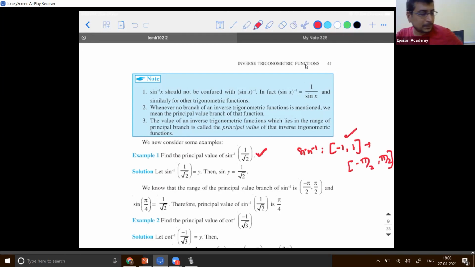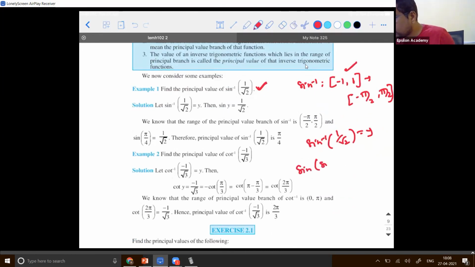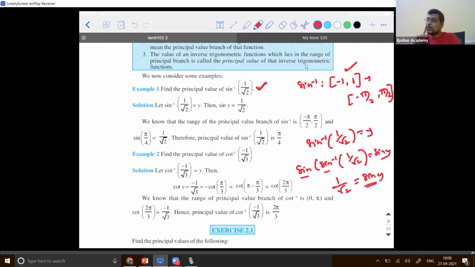So how to solve this? The steps to be followed is, first you need to assume that sine inverse of 1 by root 2 is equal to y. Okay. Then take sine on both the sides. Sine of sine inverse of 1 by root 2 is equal to sine y. But what is sine of sine inverse of x? It is x. So 1 by root 2 is equal to sine y. Now tell me which value of sine will give you 1 by root 2? y is equal to pi by 4. The immediate check you need to do is pi by 4, is it lying between minus pi by 2 to pi by 2? Yes, it is. Correct?